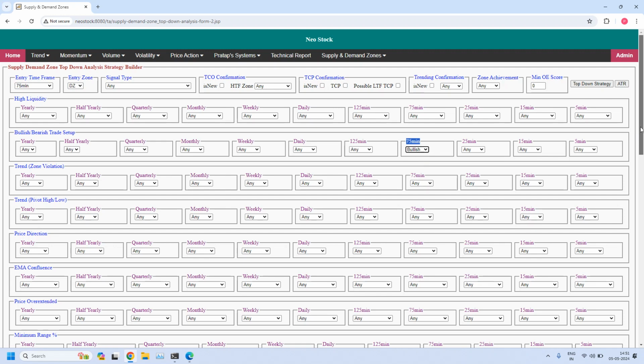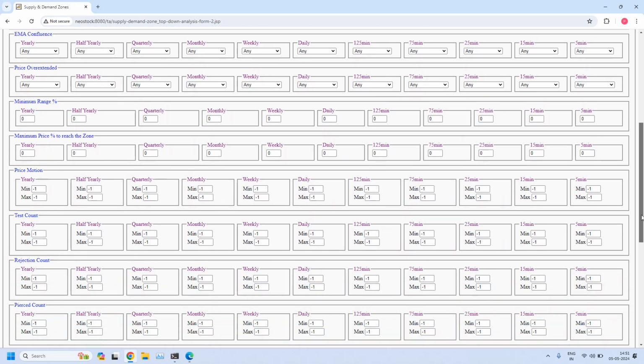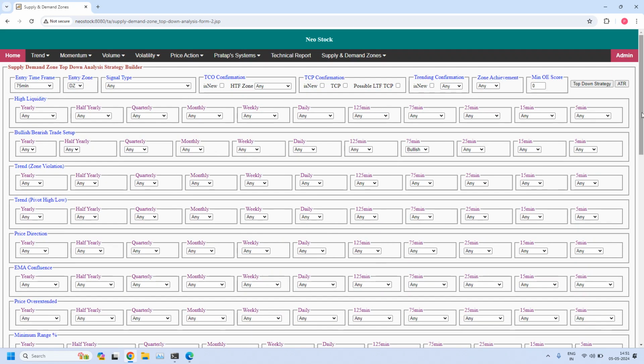Now let us set the 3 filters. The first filter, P-asked zones. So in this P-asked count, this time we have to look into the 75 minutes time frame. This is our entry time frame. So minimum value 0, maximum value 0. And these values will be applied to the demand zone because we selected entry zone as demand zone. And the zone achievement should be VOZ for the demand zone, and minimum odd enhancers score for demand zone should be 12.